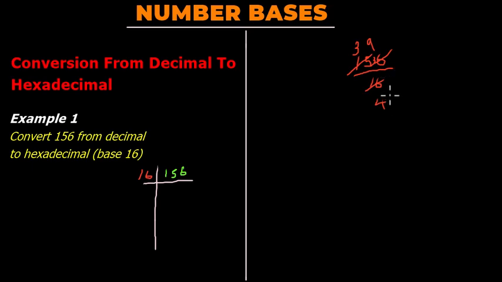Good. So let's finish it up with 4. 4 cancels itself, 1. We're done with 4. And 4 comes into 39 nine times. That is 36, with the remainder 3.